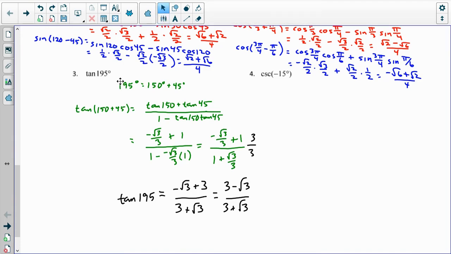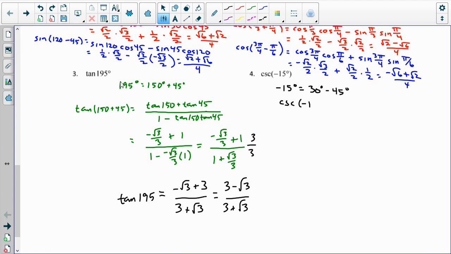Okay, cosecant of negative 15. Now here's where you complain that Mr. Mead hasn't taught you anything about cosecant. And, well, he kind of has. But first, let's start with negative 15 degrees is equal to 30 minus 45. And now after I notice that, I'm also going to remember that cosecant is the reciprocal of sine. So what that means is that sine is the reciprocal of cosecant.